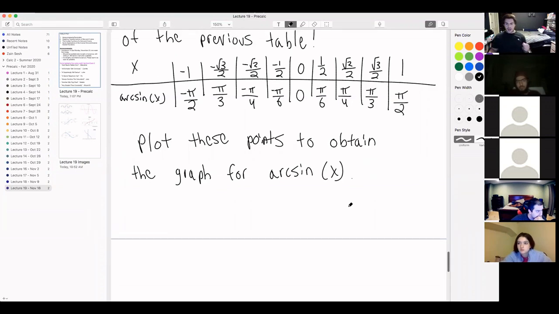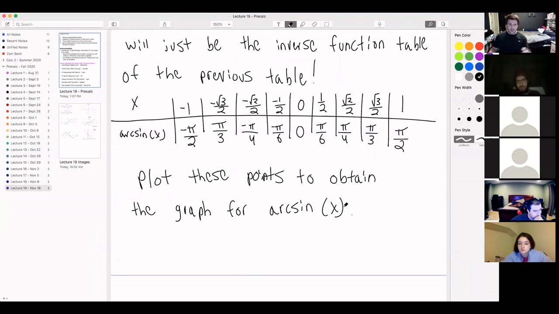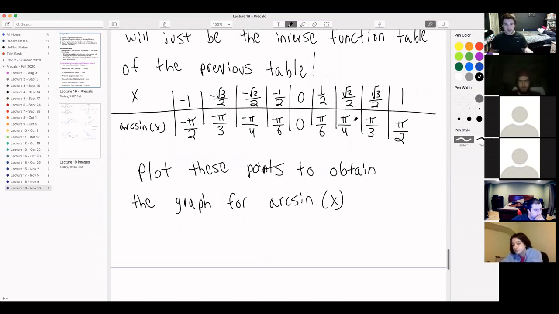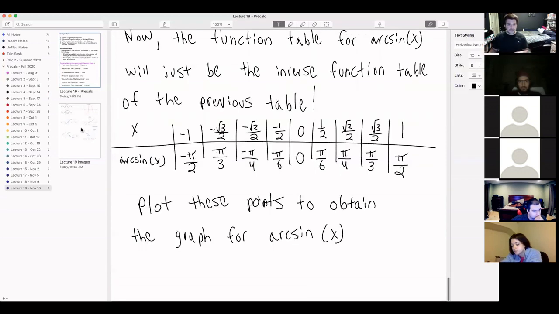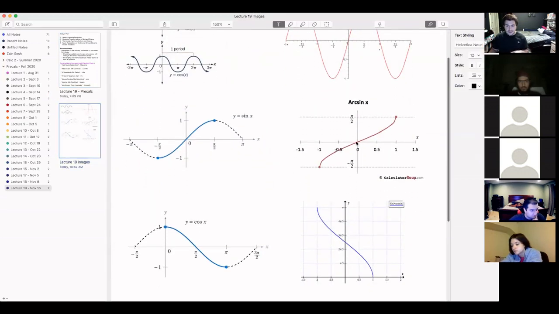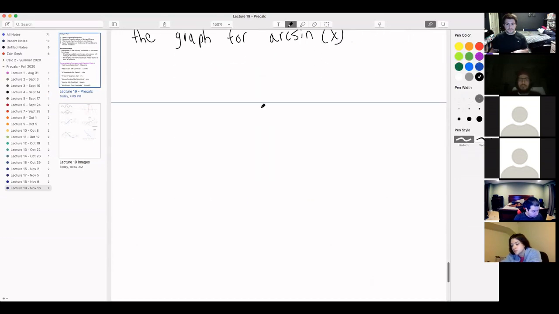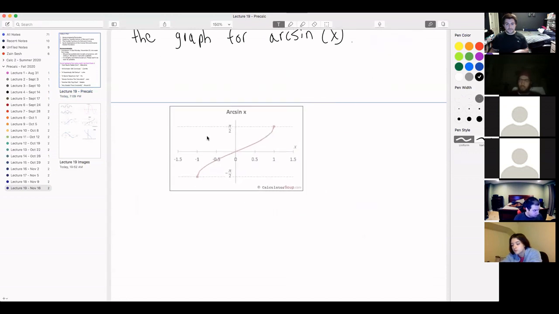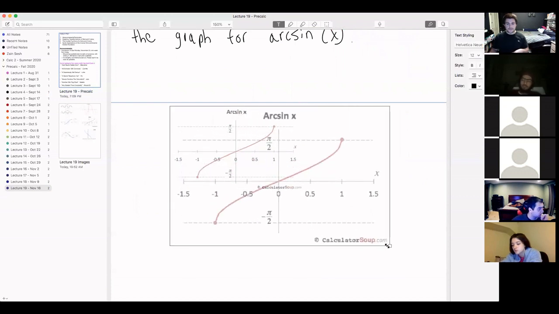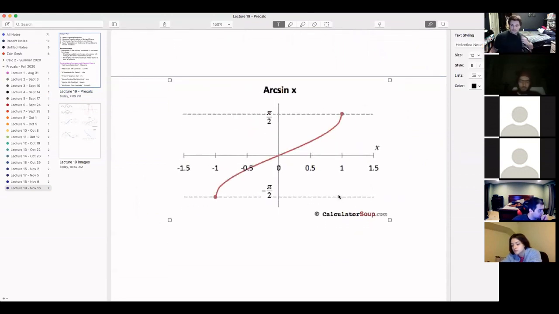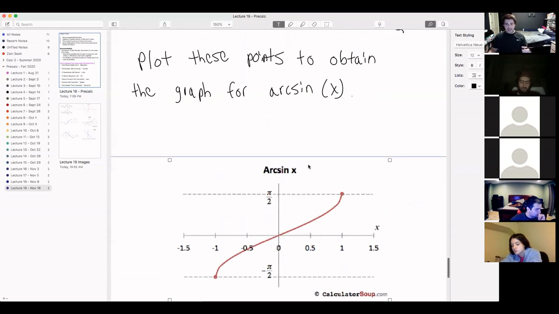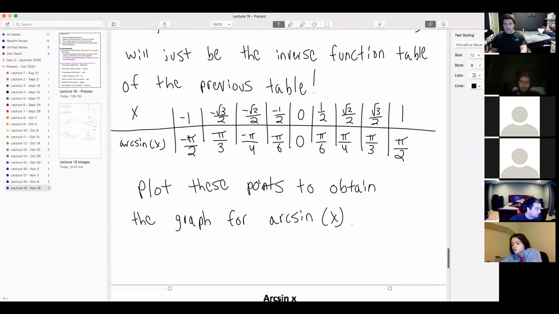Okay, so I'm not going to do this, but I do have a picture. I mean, I can trust that you guys can plot these XY coordinates on the plane and draw a smooth line through it. Okay, that's all this is now. But I do have a picture of what this looks like. So where is that? Right, here it is. And here it is. So this is the graph for arc sine. And you can get that, again, just by plotting these points in the xy plane.